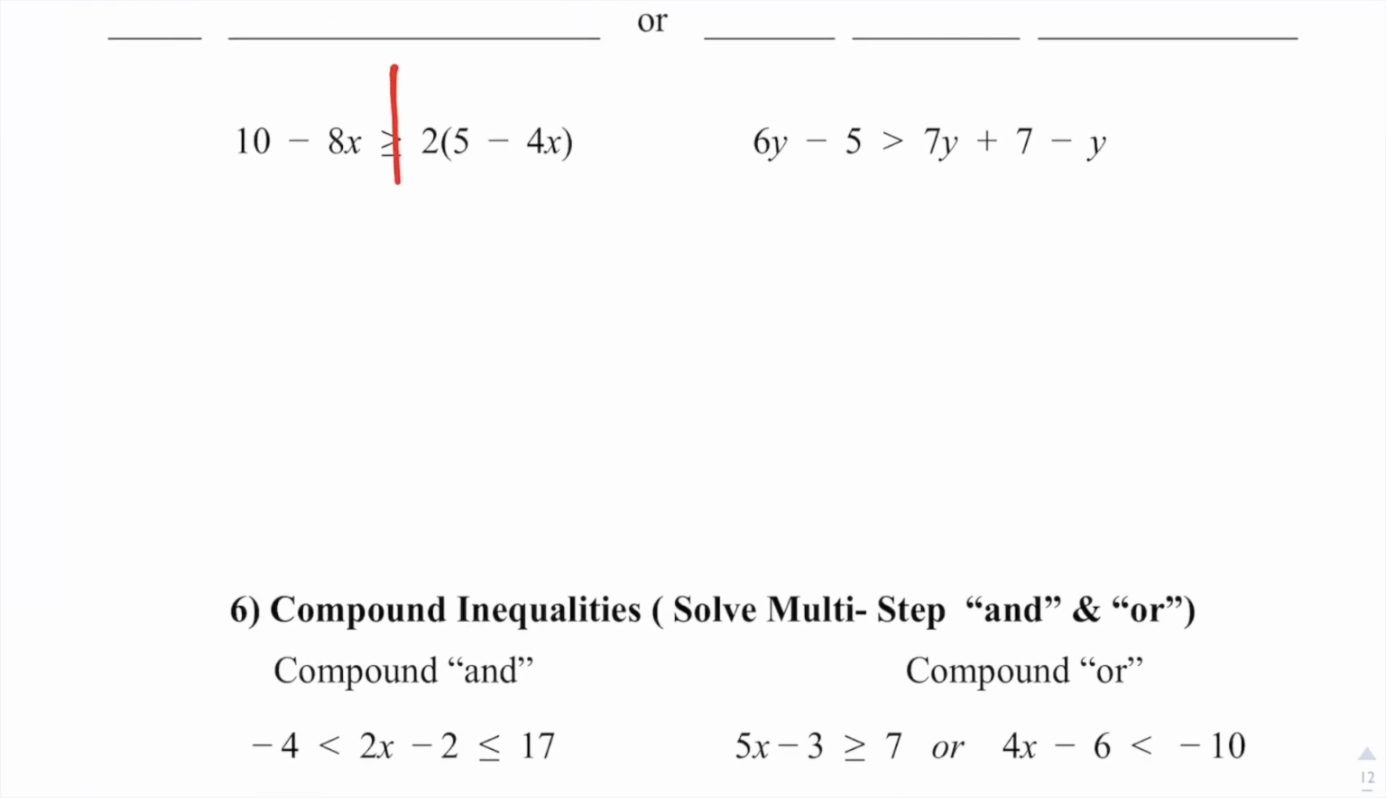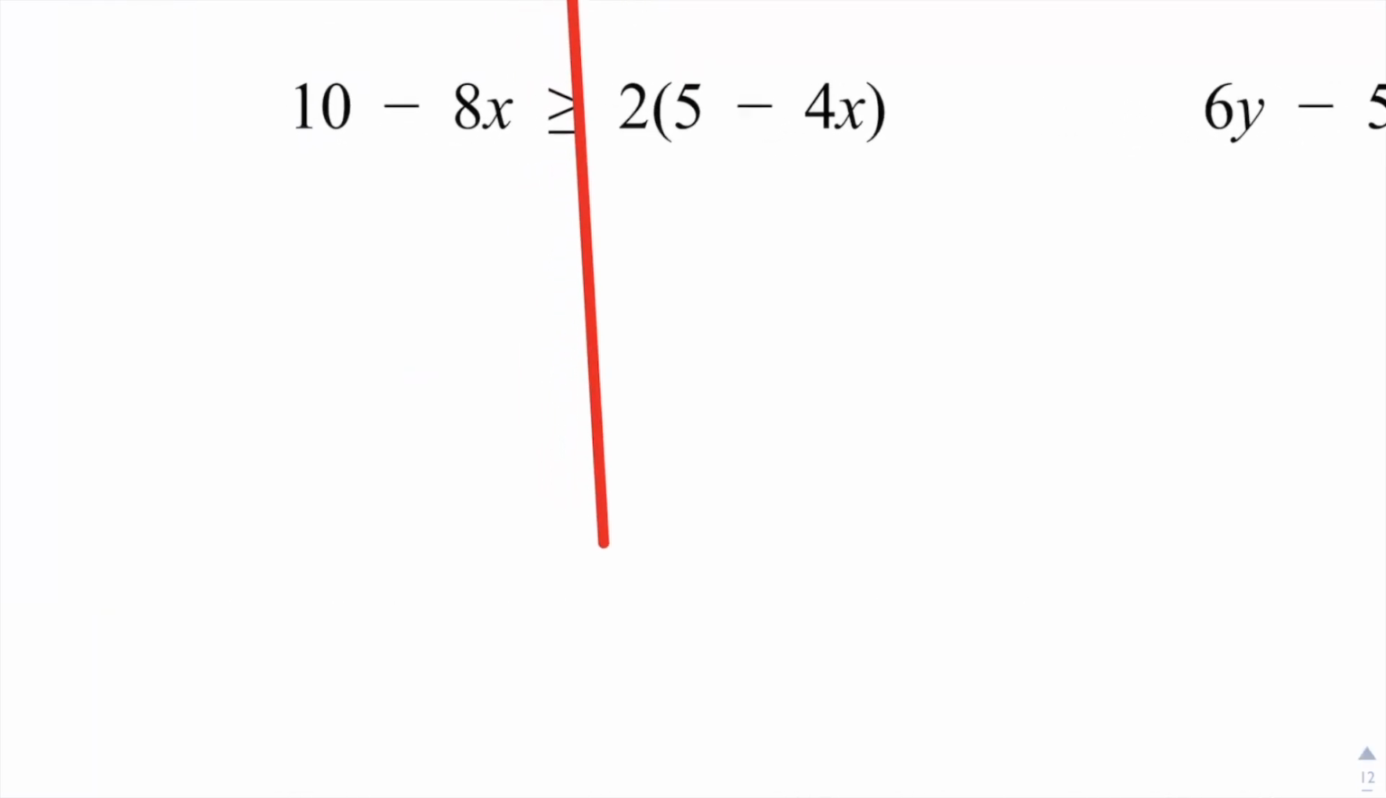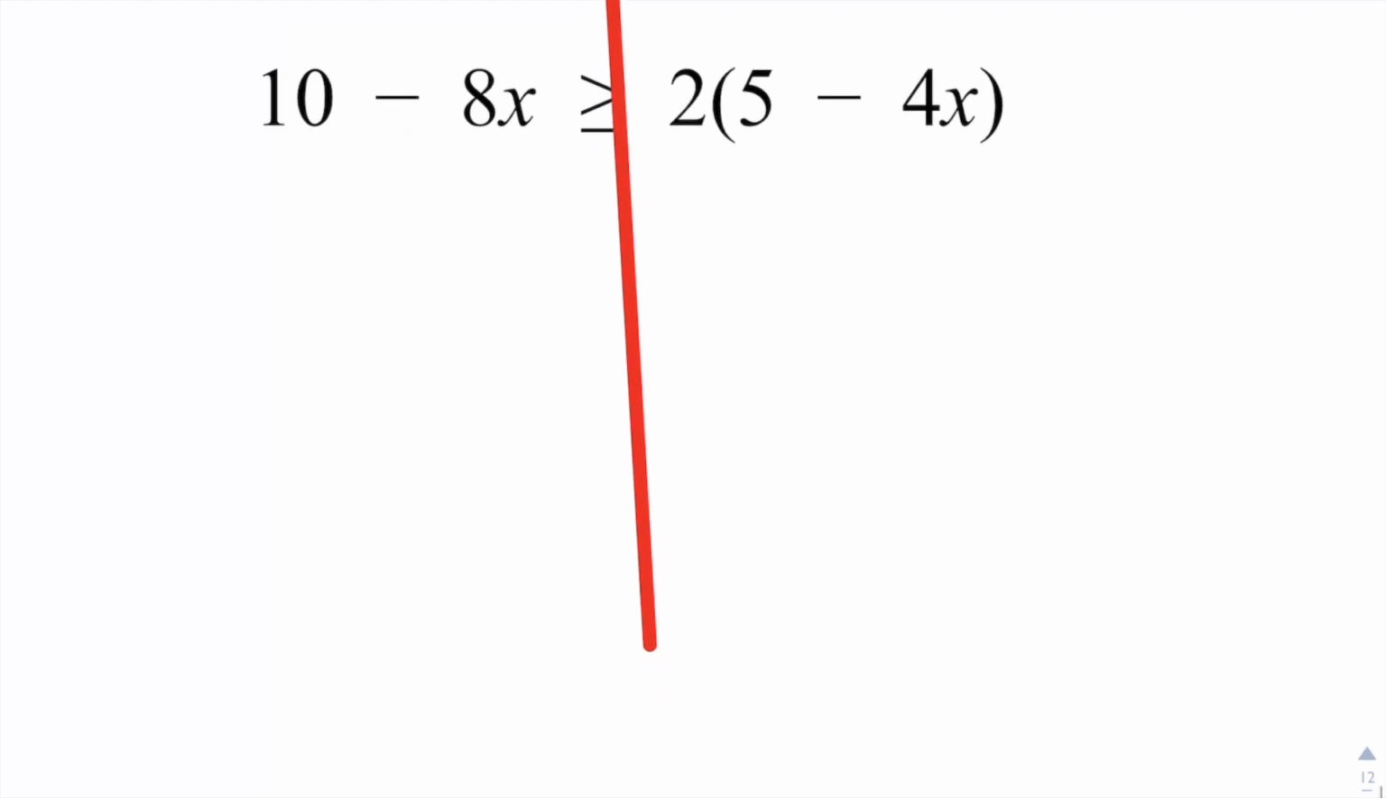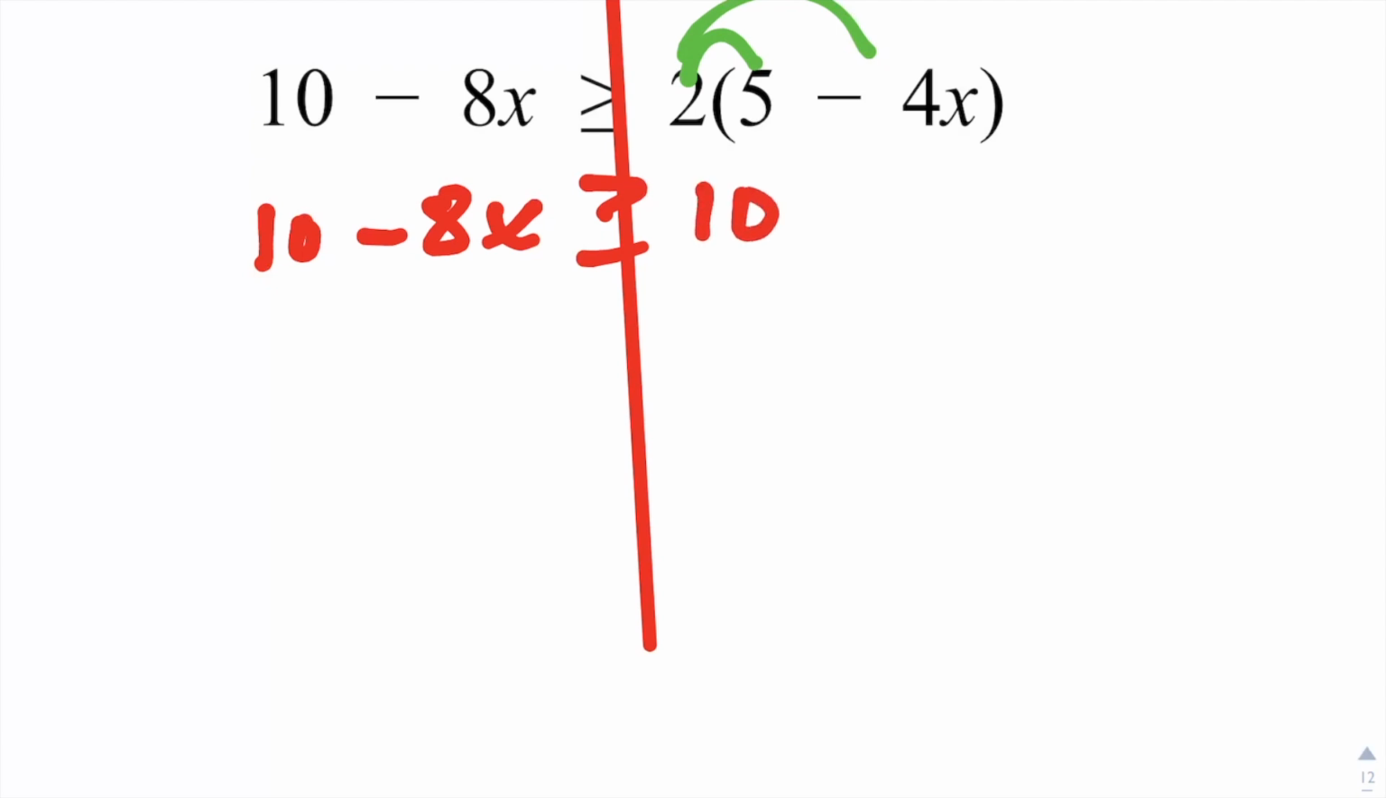Again, to solve, I want to draw my balance point. I'm going to zoom in a little bit here. The first thing I notice when I look at this inequality is that on the right side, I have a quantity multiplied by the number 2. So I want to use the distributive property and rewrite that side of the inequality. This side is not going to change. And now I'm going to have 2 times 5, which is 10, minus 2 times 4x, which is 8x. Cool. Now I feel good about where I'm at.